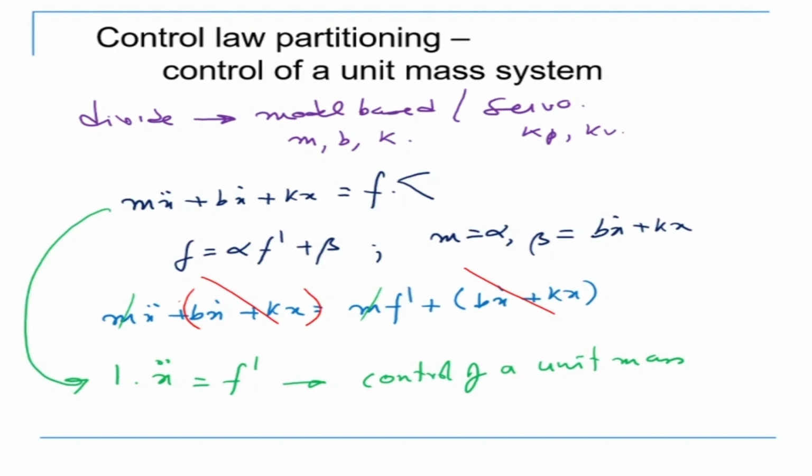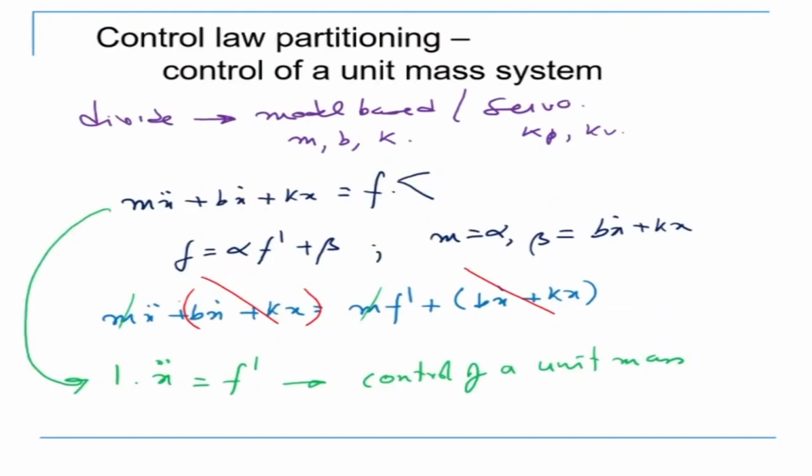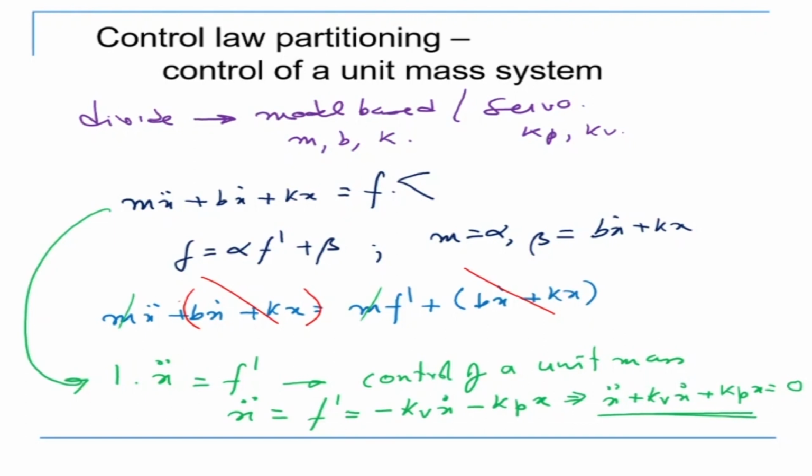Okay. And what is the advantage of this? Let us have a look. The advantage is that now I can control it in a much easier way. How do I control it? For controlling it, x double dot is equal to f dashed, and f dashed I take as minus kv into x dot minus kp into x. Okay, so from here, what do I get? I get x double dot plus kv into x dot plus kp into x is equal to 0.